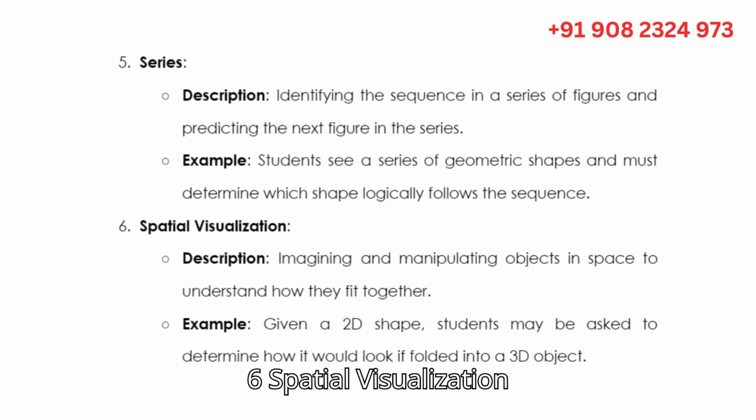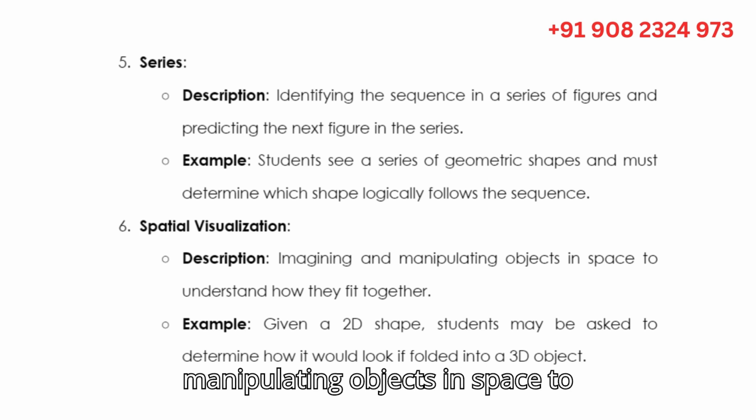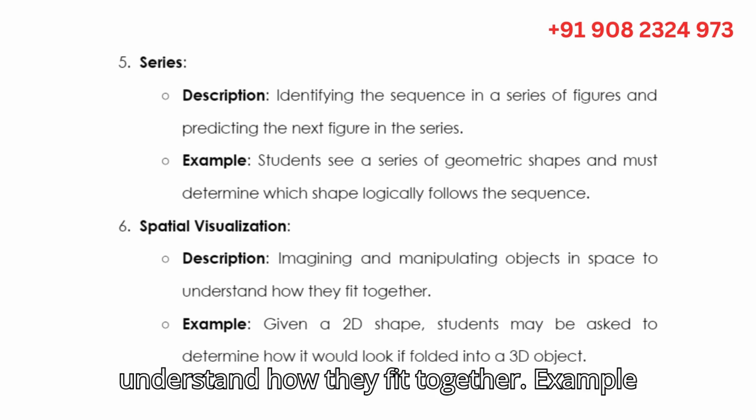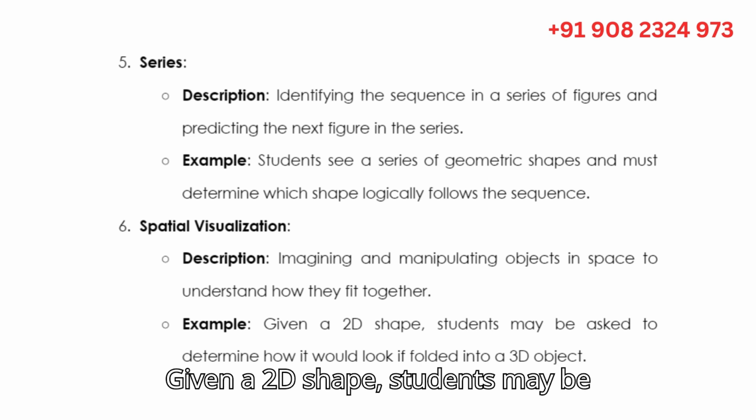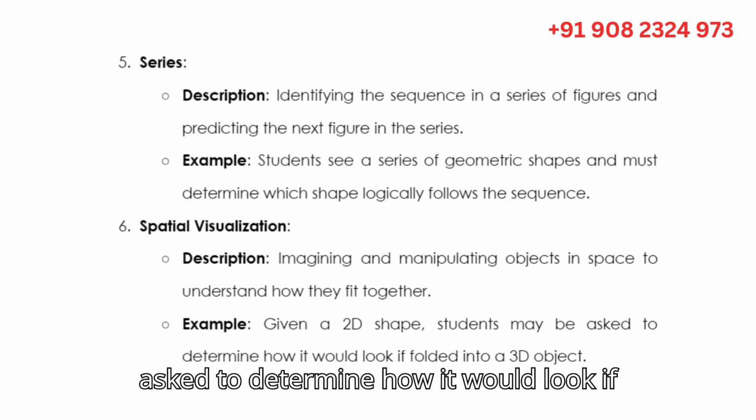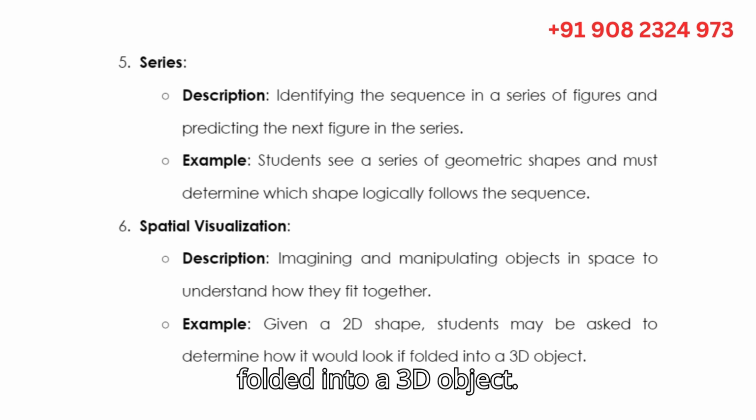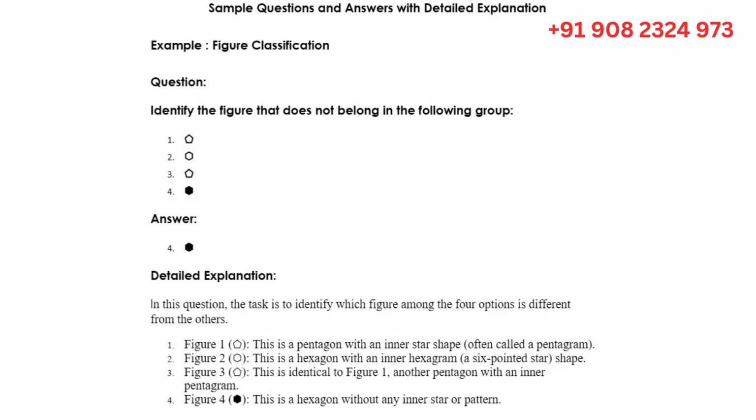6. Spatial visualization. Description: imagining and manipulating objects in space to understand how they fit together. Example: given a 2D shape, students may be asked to determine how it would look if folded into a 3D object. Sample questions and answers with detailed explanation.